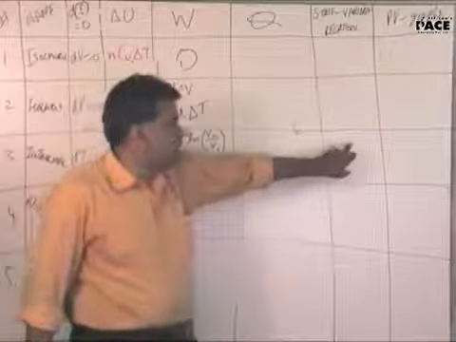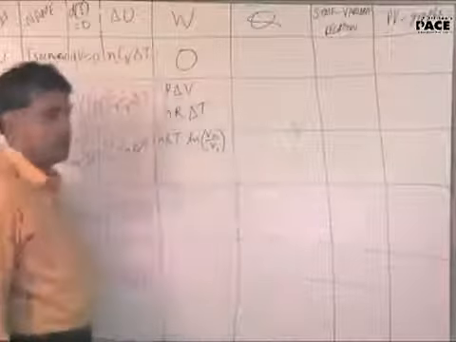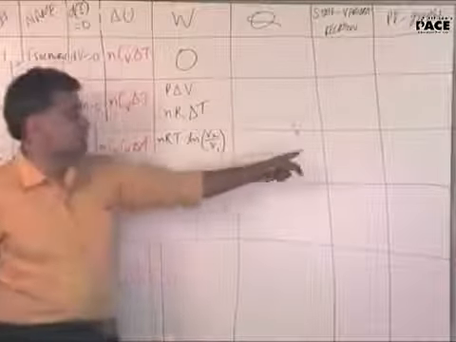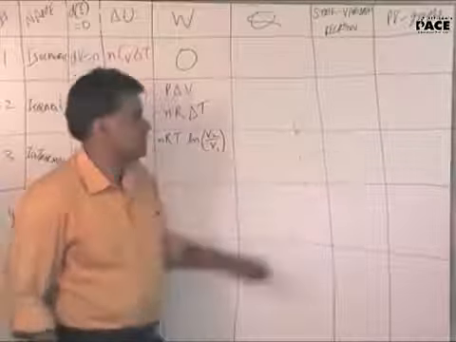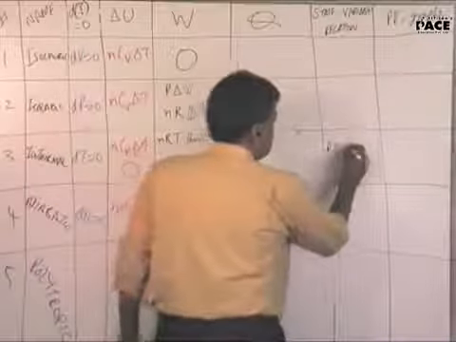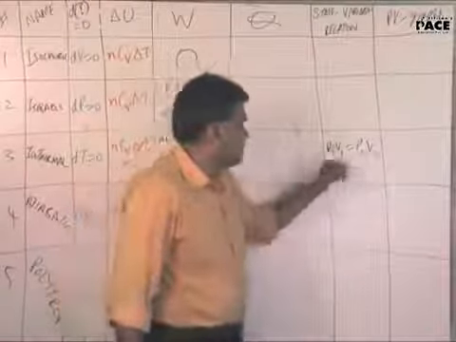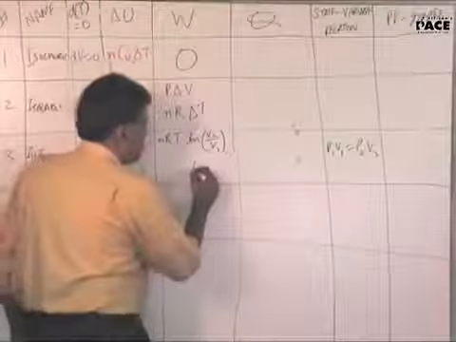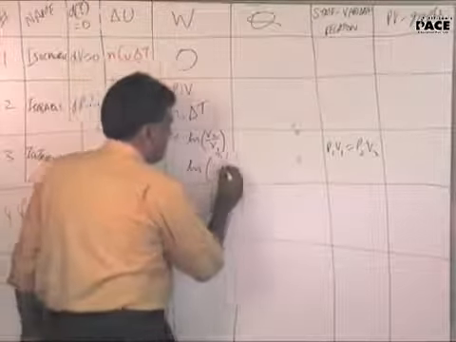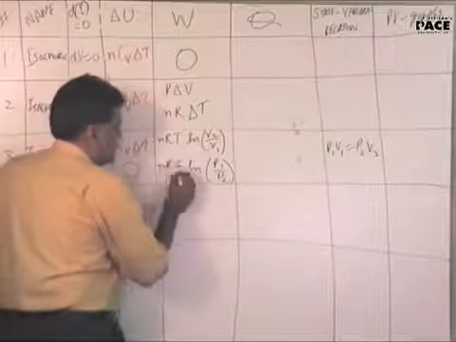What is the state variable relation for this process? For isothermal, what's the state variable relation? P1 V1 is equal to P2 V2. That's right, P1 V1 equals P2 V2. And since that is so, V2 by V1 is P1 by P2. This formula can also be written as nRT log P1 by P2. Another form of work done in isothermal process.